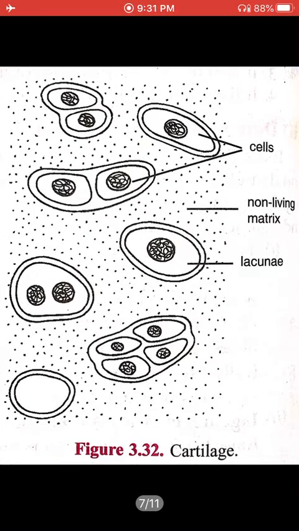It has cells, a non-living matrix and lacunae. Three things are there in the cartilage. Cartilage is a very specialized tissue, compact and less vascular. They are basically less vascular, and they have an extensive matrix. They have chondrocytes that maintain the matrix, and they have lacunae.